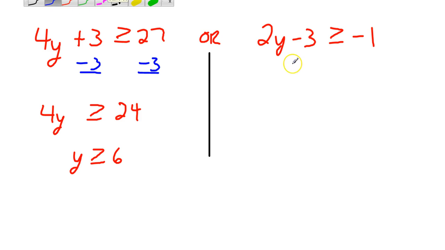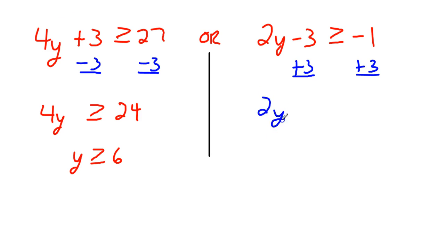On the right-hand side, we're going to add 3 to both sides. So we've got 2y greater than or equal to 2. Divide both sides by 2. Now we've got y is greater than or equal to 1. There are no negatives, so we don't have to worry about swapping any signs.